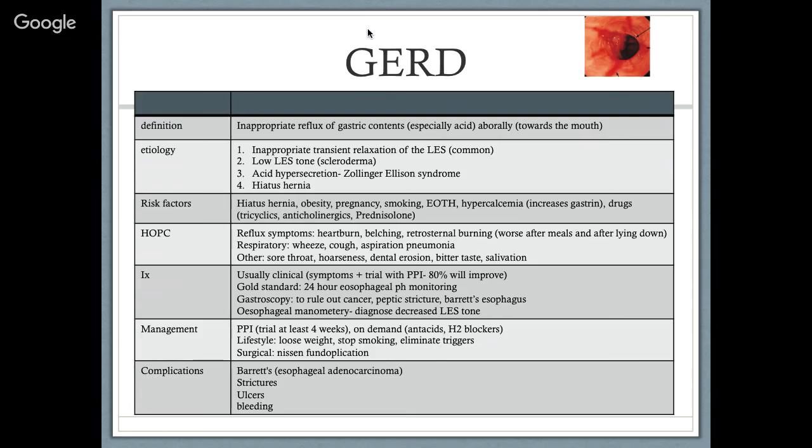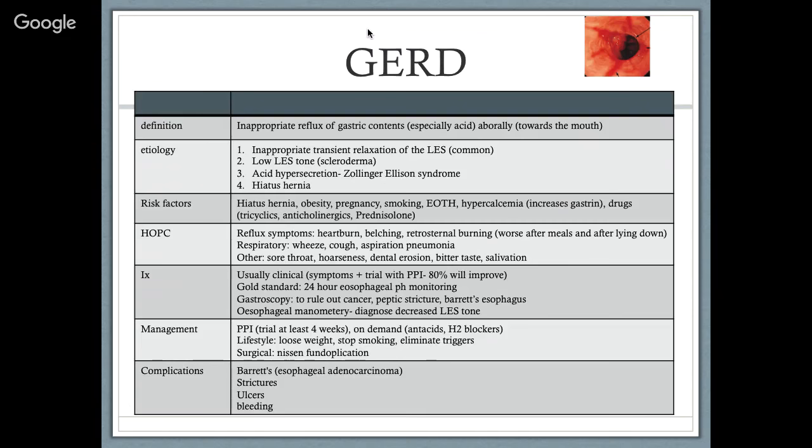So gastroesophageal reflux disease is one of those conditions that you kind of have to know back to front. It's really interesting because it can come up in an OSCE under cough, it can come up under chest pain, it can come up under esophageal problems or dysphagia. So it really does sort of fit into every system. It's a masquerader of sorts.